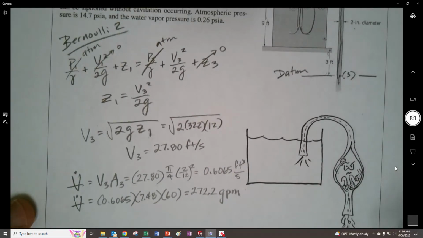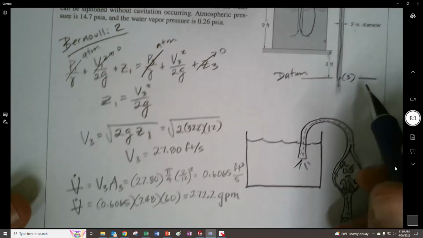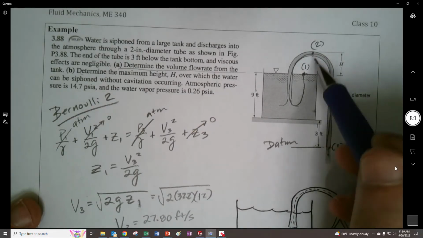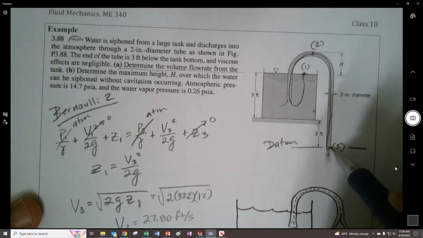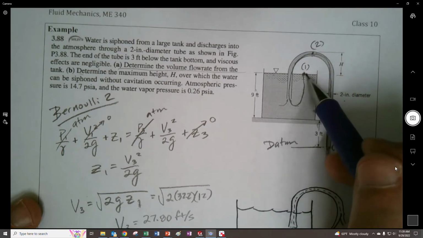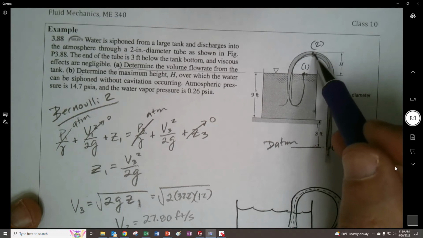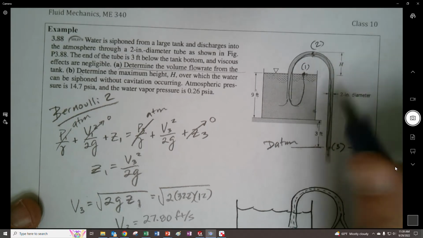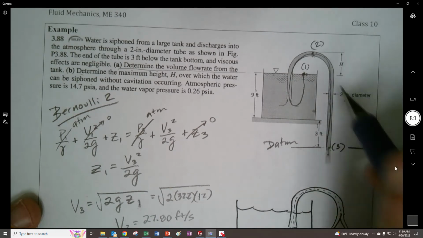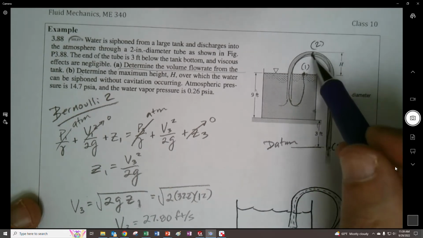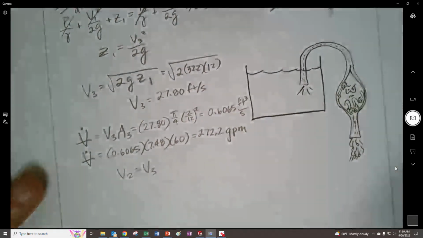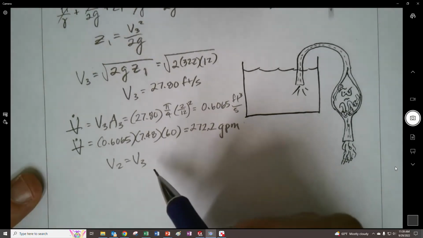And then we want to do the second part of this. We want to worry about cavitation, right? So we could actually go between 1 and 2, or we could go between 2 and 3. But I think it's simpler to go between 1 and 2. Now, one thing you should remember is that this is going to have the same velocity as that. It has to, right? It's got the same flow rate and the same cross-sectional area. So V2 must be equal to V3 because of the size of the hose.